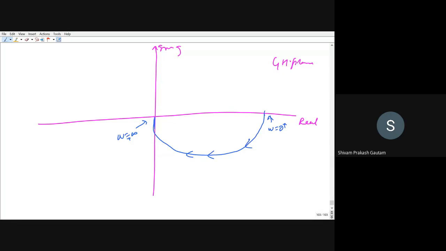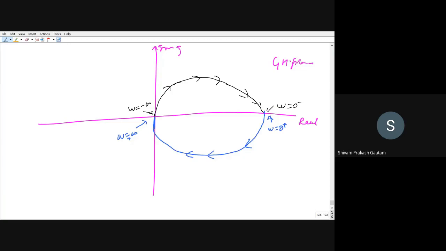Now the mirror image of this will somewhat look like this. Just by rough hand I'm drawing. So this is how the mirror image will look. The orientation is very important. This point is omega equal to minus infinity. This point is omega equal to 0 minus. Now these are the two plots that we have drawn.